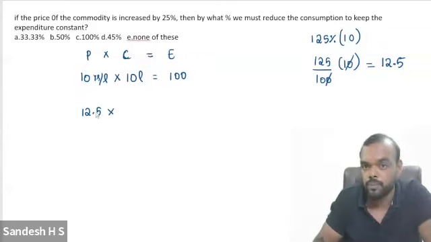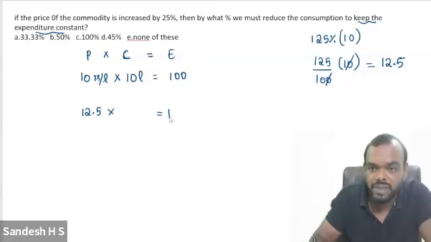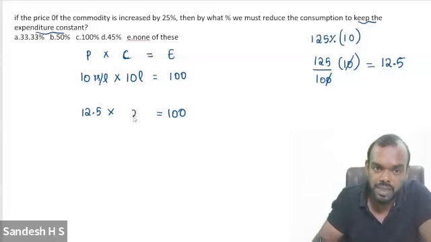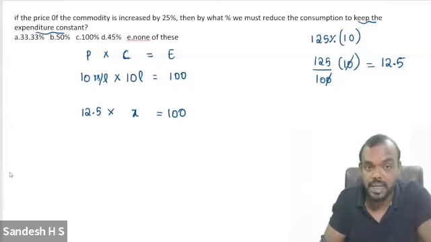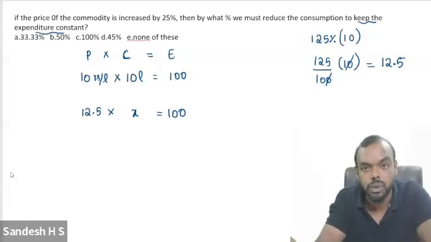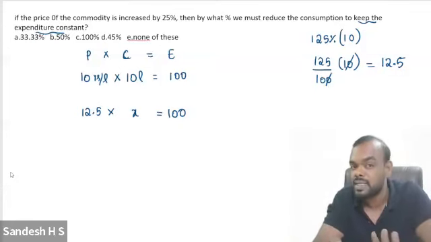Okay. Observe. He clearly told us to keep the expenditure constant. It means whatever the original expenditure was, we have to keep it the same. Then I don't know the value of consumption, because consumption changes now. Yes or no? Price is increased, but you have the same money. You don't have more money with you. What should you do? You have to reduce your consumption. But we don't know what the new consumption is.